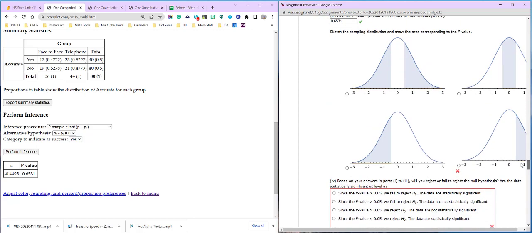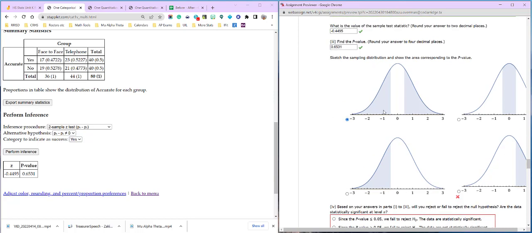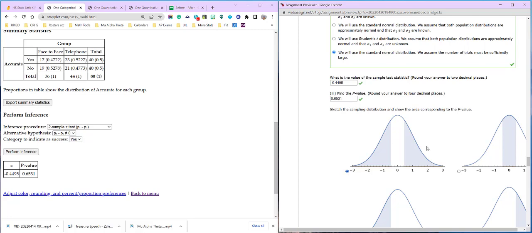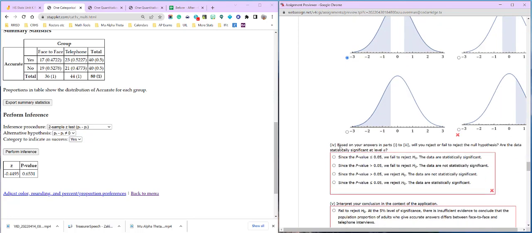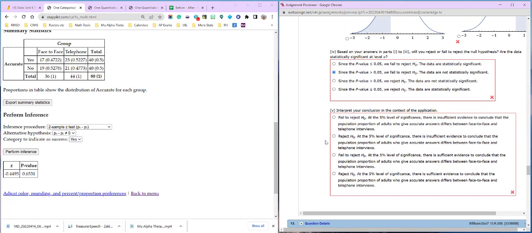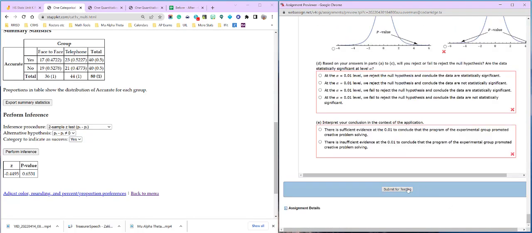Now I got to pick not equals to. You have a pretty high, see, this one looks like better shading. That looks like 65% or more of the area. And so we want not equals to, so you want two sides shaded. We have a very high p-value, so we fail to reject. Our data is not significant. We fail to reject because there is insufficient evidence. And we'll finish with that one.